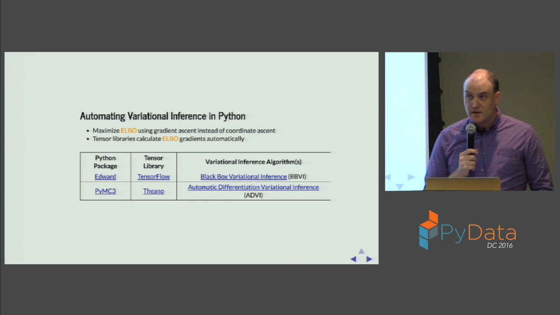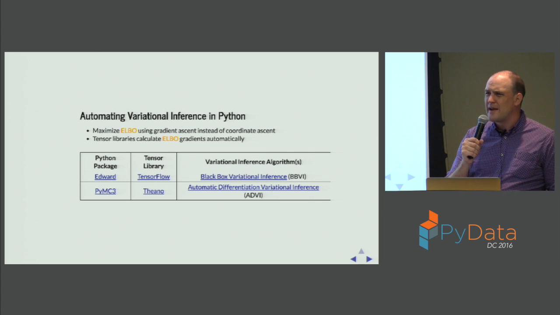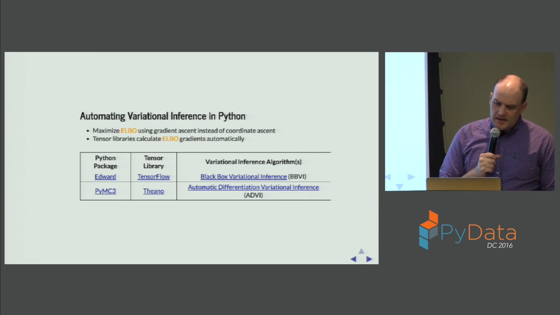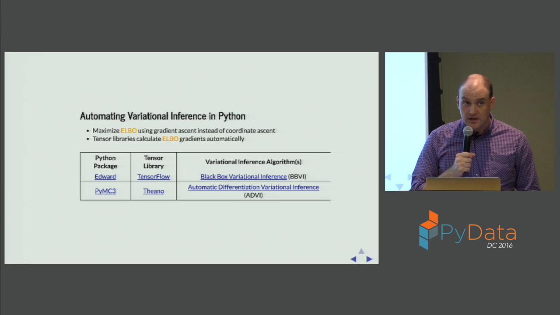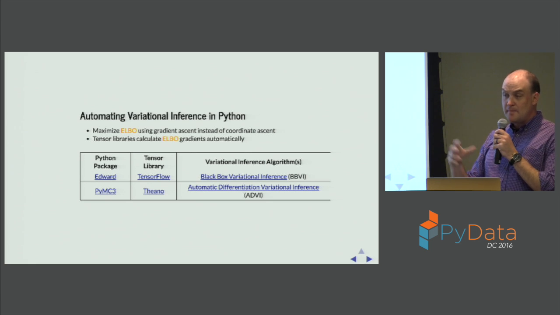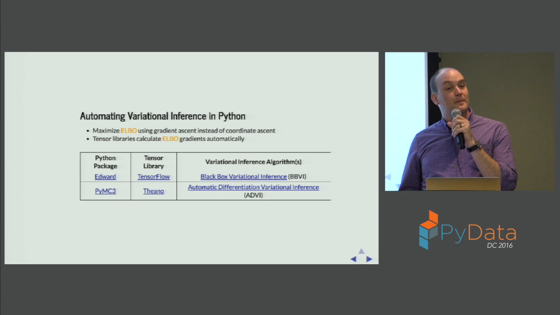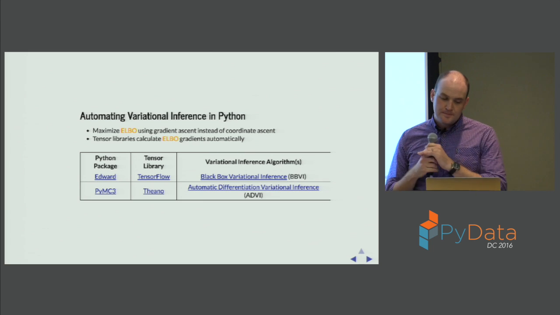The first is Edward. It's out of a research group in, I believe, NYU or Columbia. I think Columbia. It uses Google's TensorFlow to do calculus under the covers and parallel computing, all sorts of stuff like that. And it implements, among other things, I'm simplifying here, but what we're going to talk about today is it implements black box variational inference.